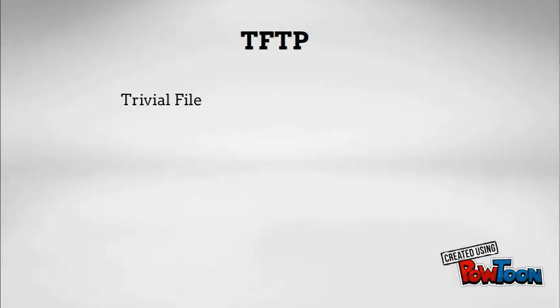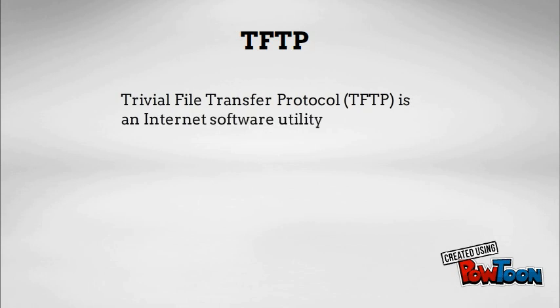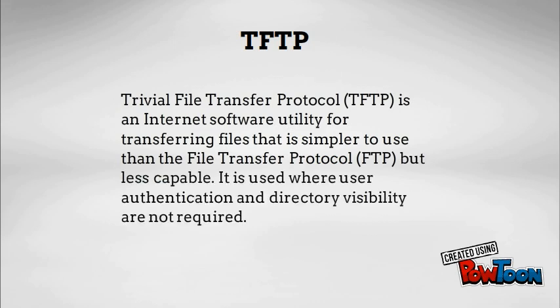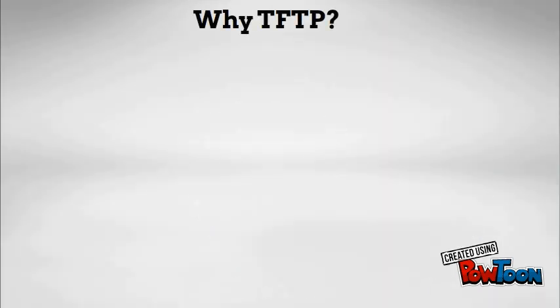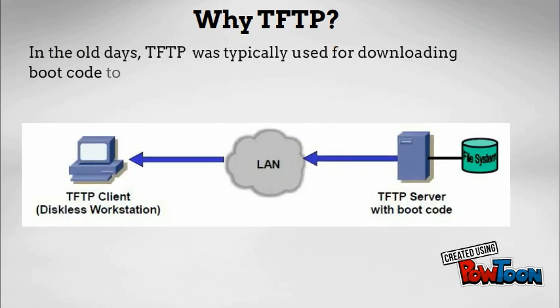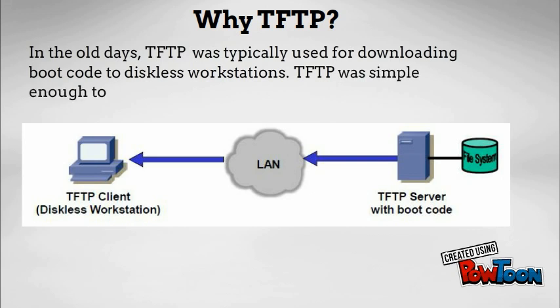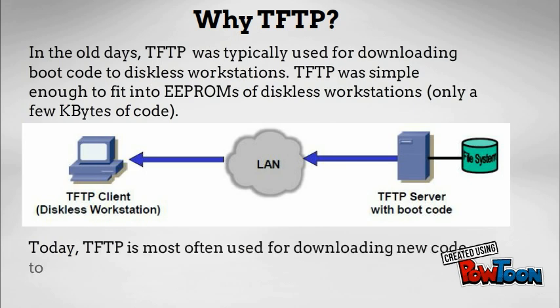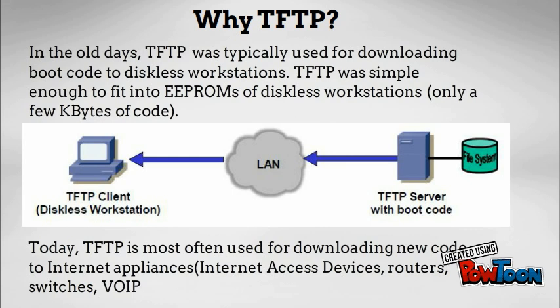Trivial File Transfer Protocol, TFTP, is an Internet software utility for transferring files that is simpler to use than FTP but less capable. It is used where user authentication and directory visibility are not required. In the old days, TFTP was typically used for downloading boot code to diskless workstations. Today, TFTP is most often used for downloading new code to Internet appliances, Internet access devices, routers, switches, voice-over IP gateways, etc.